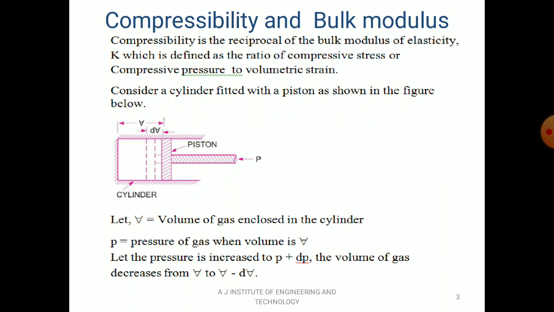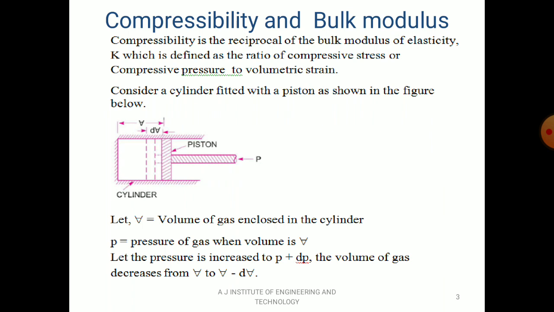First, let's go for compressibility and bulk modulus. Before defining compressibility, let us discuss bulk modulus. So what is bulk modulus? Bulk modulus is defined as the ratio of compressive stress or compressive pressure to volumetric strain.